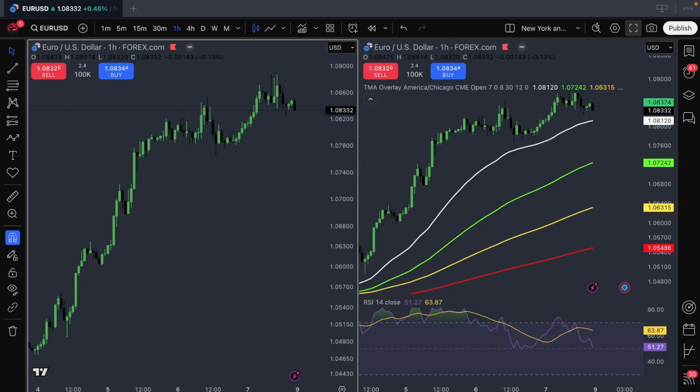Why is market structure important? Many traders rely on indicators, and I used to rely on indicators too. I used to use moving averages and RSIs, but they lag behind price. For example, the chart to your right has moving averages and RSIs. It has indicators on it. Market structure is pure price action, allowing traders to make real-time decisions. That's the chart to your left.